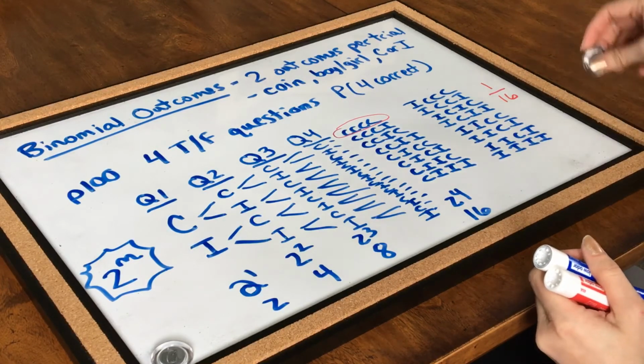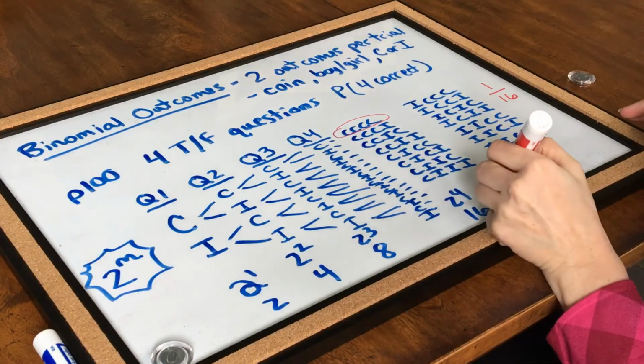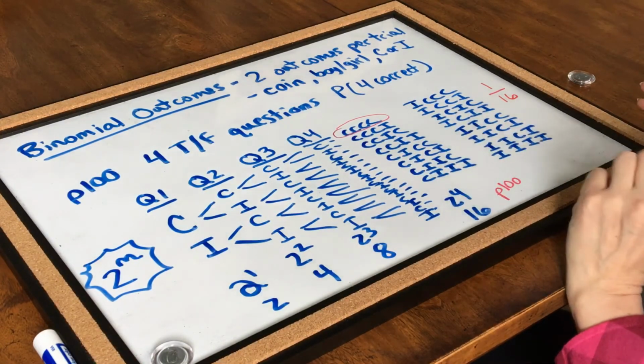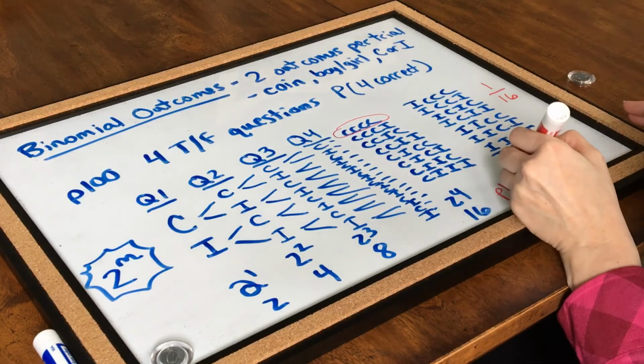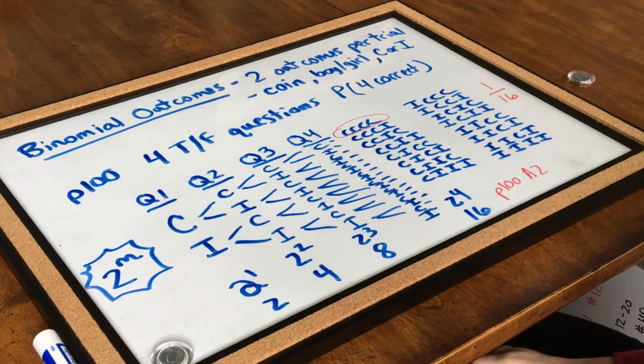Okay, so now we're going to try the gotta check. So on page 100, we're going to be doing gotta check A2. Pause the video, and then we'll come back and we'll figure this out later.